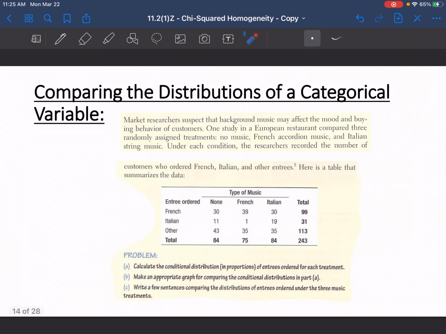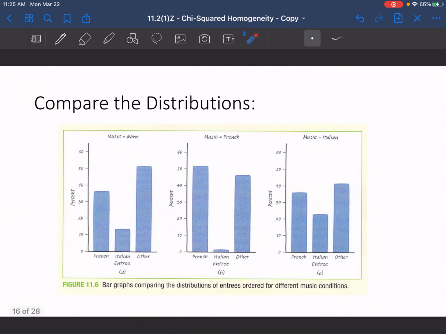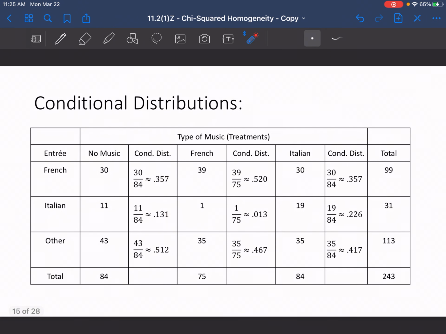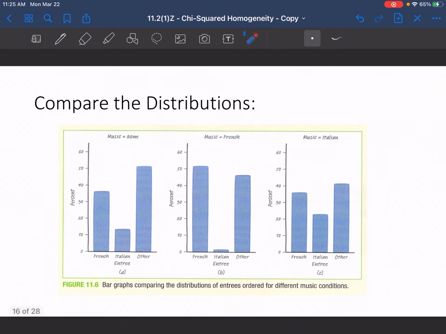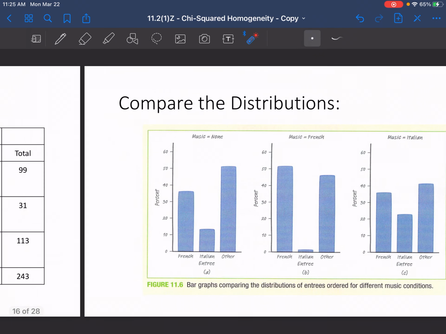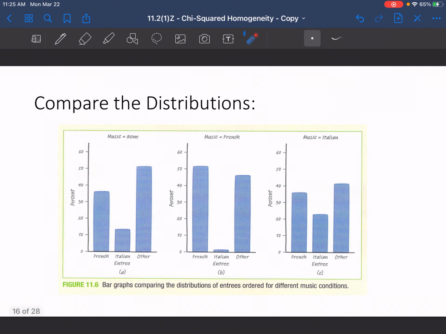Part B of this problem says to make an appropriate graph for comparing the conditional distributions in Part A. So essentially all we're doing is graphing the data that we found in Part A of this problem. So I know that it was about 36% who ordered French food when no music was played, about 13% who ordered Italian food when no music was played, and then about 51% who ordered other food when no music was played.